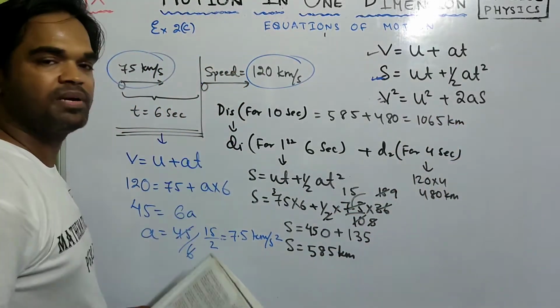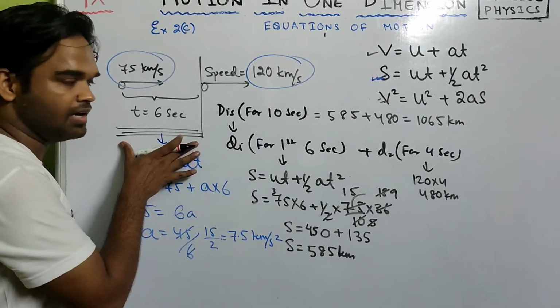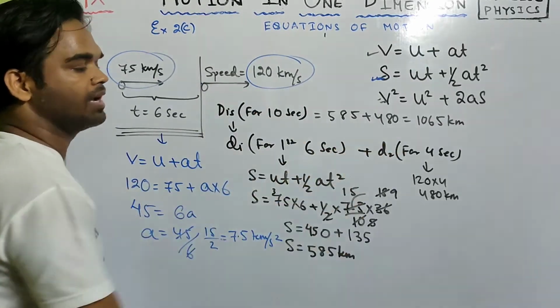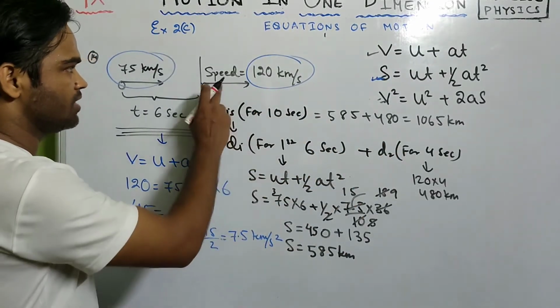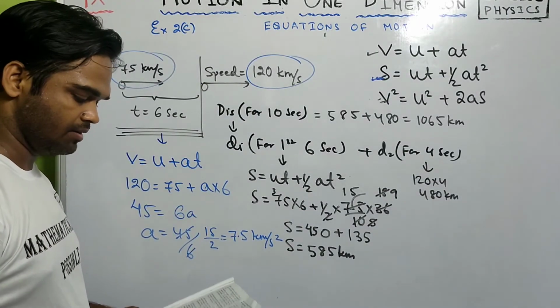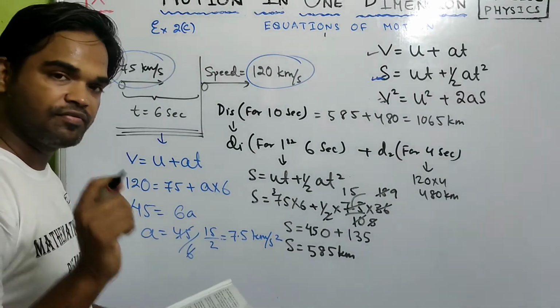1065 kilometer. And that's the answer. Clear? For the first 6 seconds, you calculate the distance. For the next 4 seconds, it is speed into time. Simple. Because they have told it moves with a speed of 120 km per second. Done. Now let us look at the last sum, number 50.